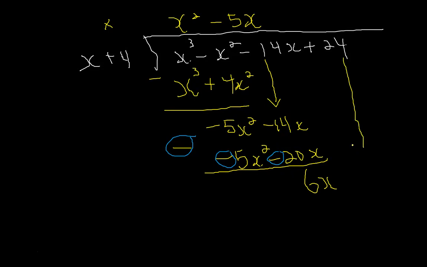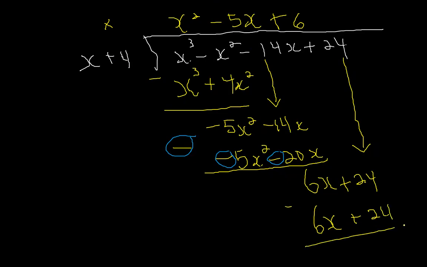Bring down the next term. The next term is plus 24. Repeat the process. X into 6x, that's plus 6. 6 multiplied by x, that's going to give me 6x. 6 multiplied by plus 4, plus 24. We always subtract the terms. 6x minus 6x is 0. 24 minus 24 is 0.